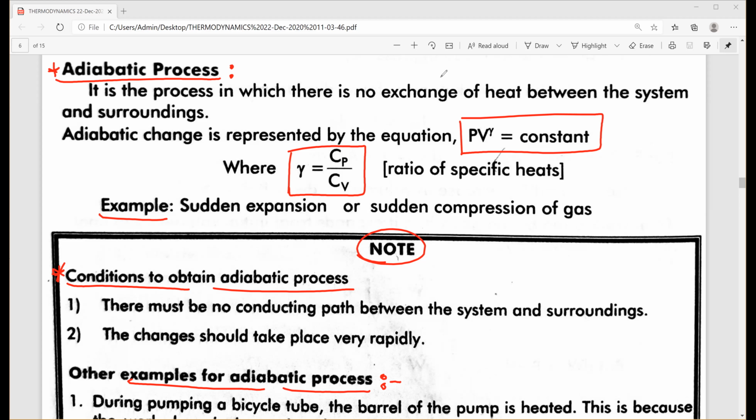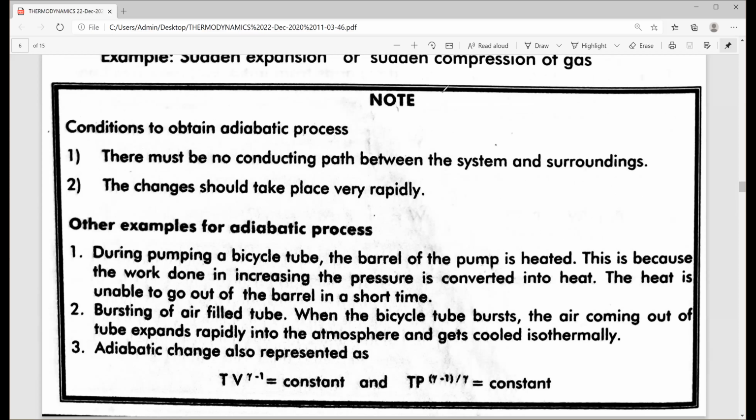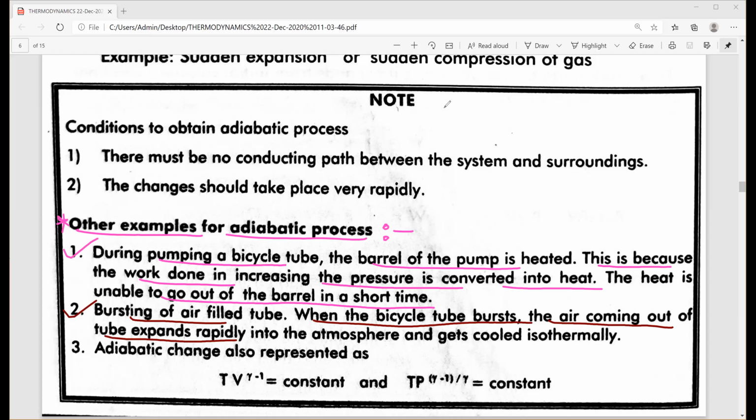Adiabatic change is also represented by equations like this. Some other examples of adiabatic process: during pumping a bicycle tube, the barrel of the pump is heated because work done in increasing the pressure is converted into heat, and this heat is unable to go out of the barrel in a short time. And second example, bursting of air-filled tube, when the bicycle tube bursts, air coming out of the tube expands rapidly into the atmosphere and gets cooled.